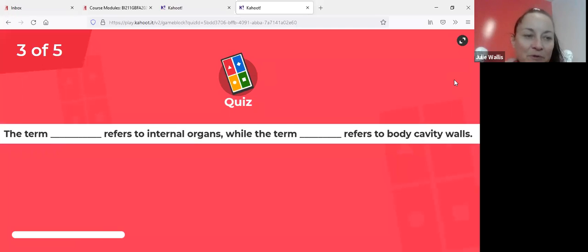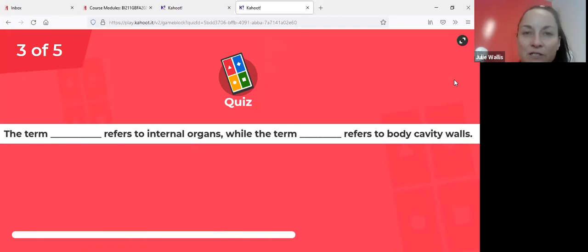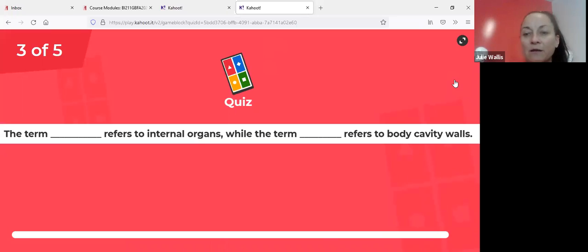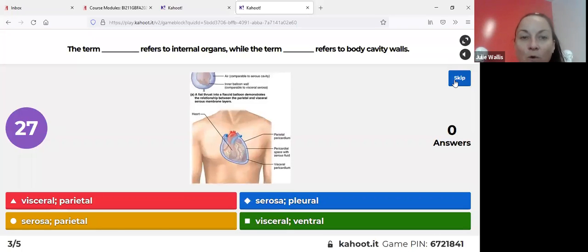All right, number 3, the term blank refers to internal organs, while the term blank refers to body cavity walls. This is an example showing the heart here.